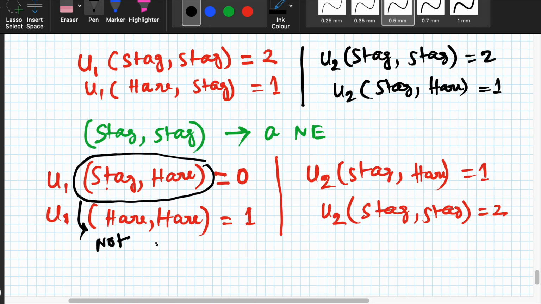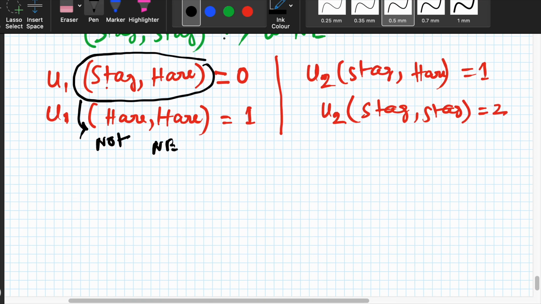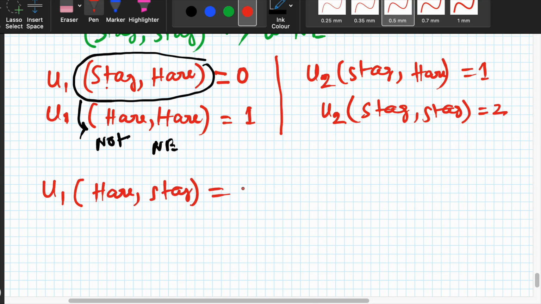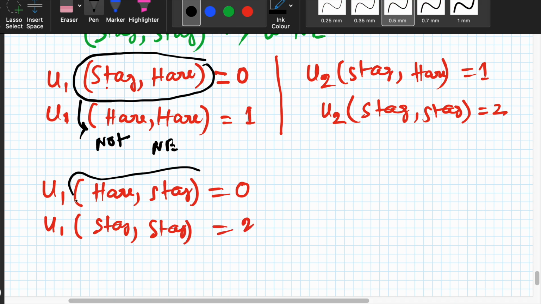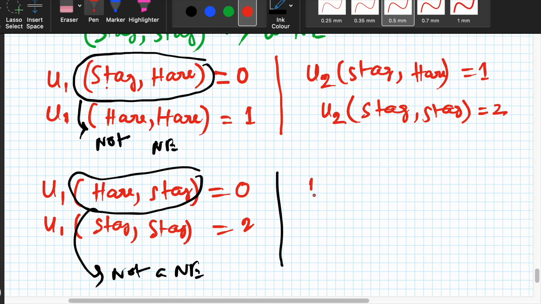Not a Nash equilibrium. Let's see another one, (stag, hare). Here, stag is a Nash equilibrium for player 1 in this situation, but player 1 has an incentive to unilaterally change from here to stag, because it will give him a payoff of 2, so that means this is not a Nash equilibrium. Let's see from player 2's perspective, for completeness: player 2 here with stag gets 0.